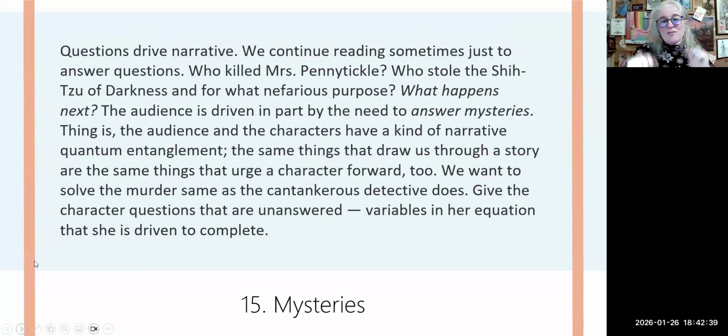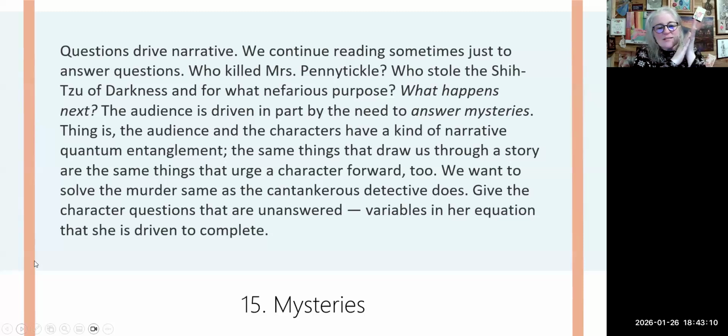Number 15. Characters need mysteries. Questions drive narrative. We continue reading sometimes just to answer questions. Who killed Mrs. Pennytickle? Who stole the Shinshishu of Darkness? And for what nefarious purpose? Okay, let me read that again. Who stole the Shizu of Darkness and for what nefarious purpose? What happens next? The audience is driven in part by the need to answer mysteries.